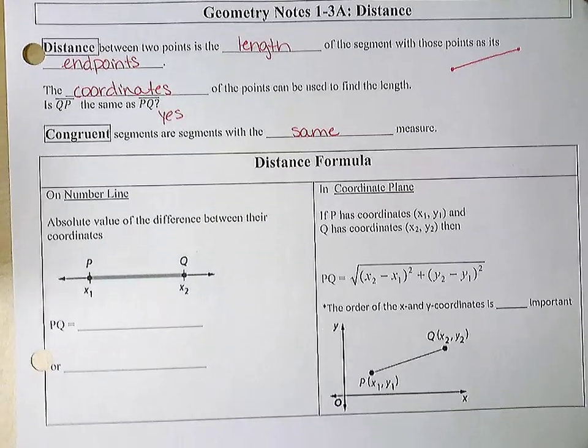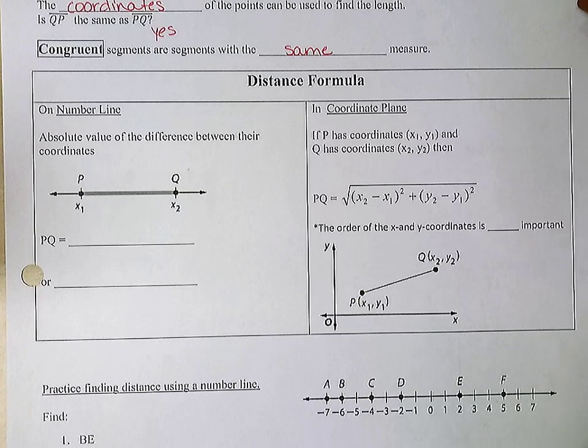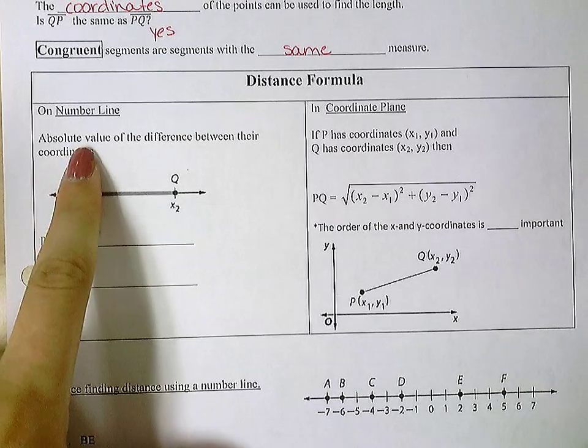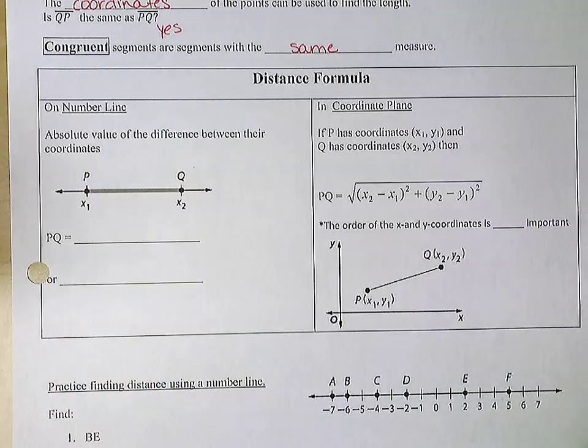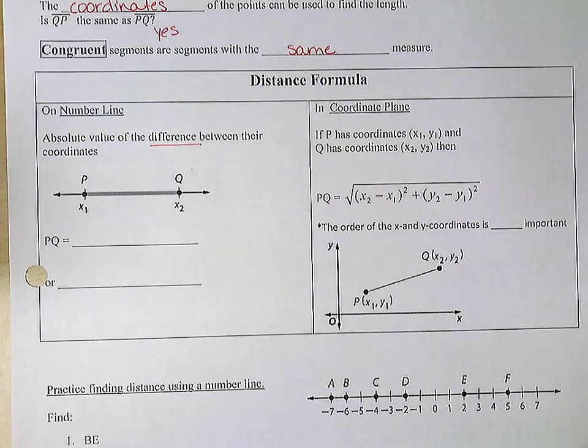So we're going to look at the distance formula two different ways here. So first on a number line. Okay, so the distance formula on a number line is the absolute value of the difference between their coordinates. Difference meaning subtraction. Okay, so absolute value of their difference between the coordinates.